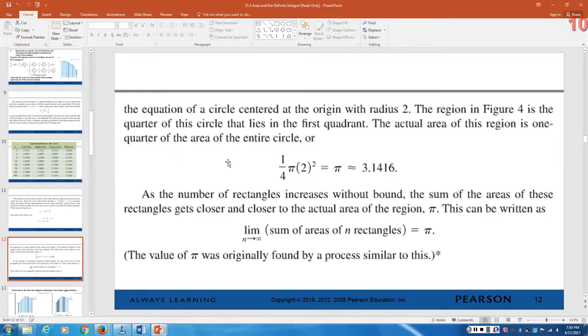So the actual area of that circle is 1/4 times pi times 2 squared. That's pi r squared, and we have 1/4 of the pi. We have 1/4 of the circle. And 1/4 times 2 squared is 1, so actually it's just pi, and the value of pi is 3.1416 if you go to 4 decimal places.